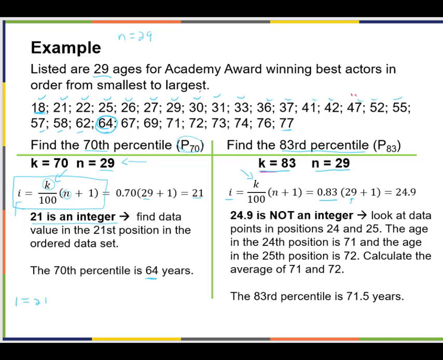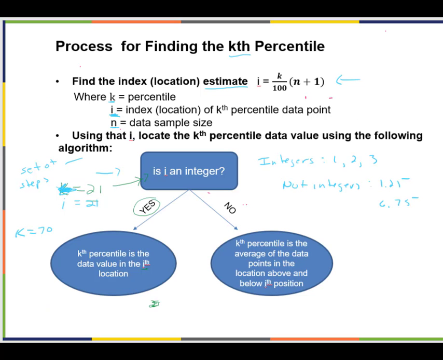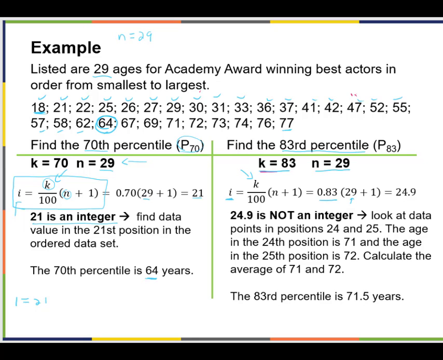So this again is my index, and not only is it my index, it's really my index estimate. And so is it an integer? The answer in this case is no. So my percentile is going to be the average of the data points. Remember, average of two things is add them up and divide by 2, in the location above and below the 83rd percentile that we're looking for. So because it's not an integer, we look at data points in positions 24 and 25.